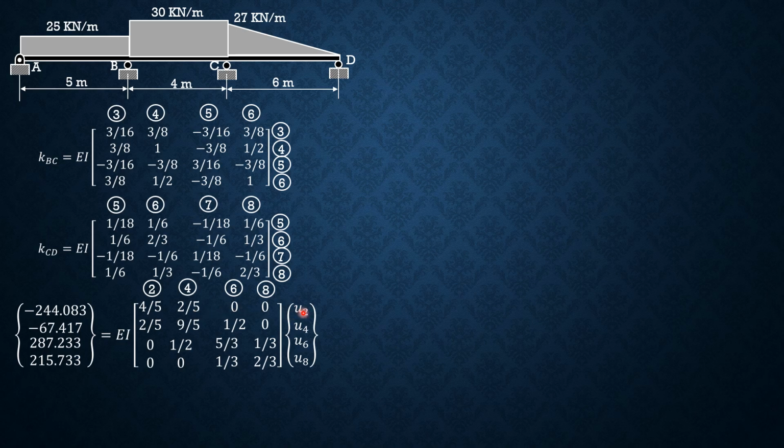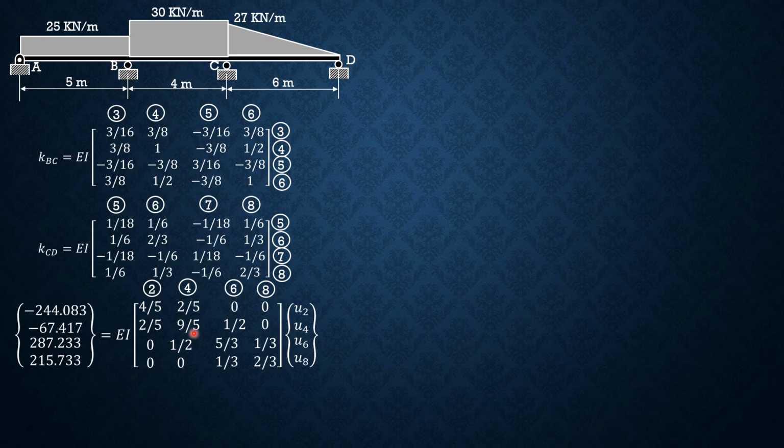Then we have 0 for 2, 6. Then 0 also for 2, 8, because it is between A and C, and A and D, which are not connected directly. So that's why we have 0, 0. Since the global or universal stiffness matrix is symmetric with respect to this diagonal, we copy 0, 0 here.